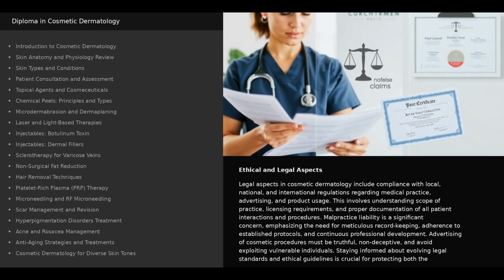Advertising of cosmetic procedures must be truthful, non-deceptive, and avoid exploiting vulnerable individuals. Staying informed about evolving legal standards and ethical guidelines is crucial for protecting both the practitioner and the patient. Engaging in continuous professional development and seeking legal counsel when necessary are essential practices for responsible cosmetic dermatologists.